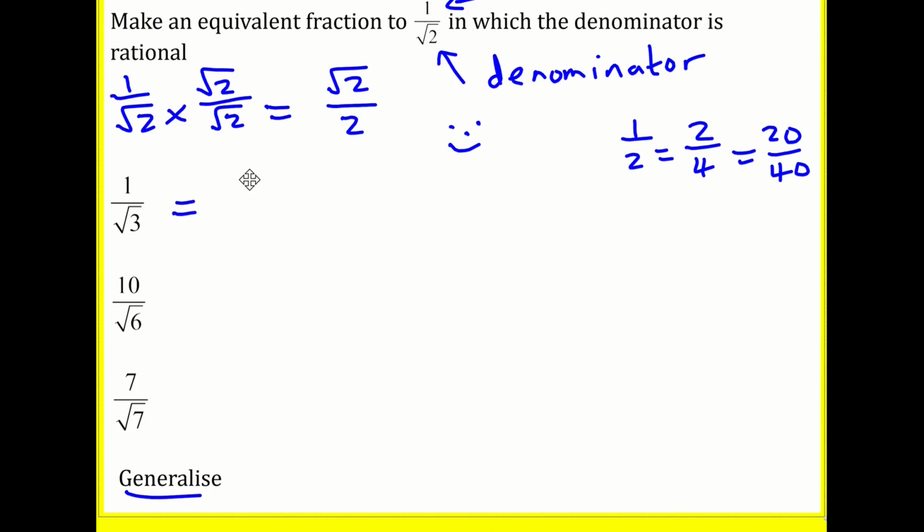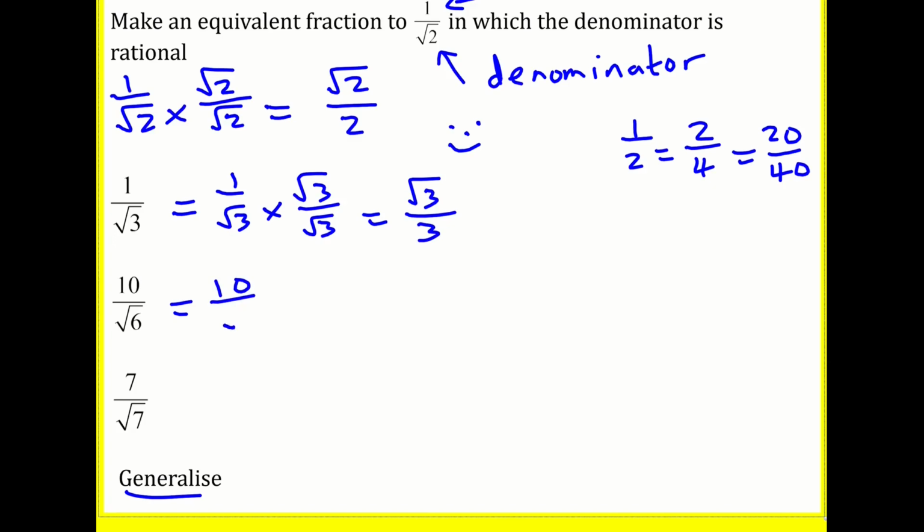So 1 over root 3, hopefully you've tried these, is going to be 1 over root 3 times, right? And then we're just going to times by root 3 this time, not by root 2, because that won't help. And we're going to get root 3 over 3, so very similar. For this one, we're going to times, funnily enough, by root 6 over root 6. That's probably the best way to do it. You can, in theory, do other things.